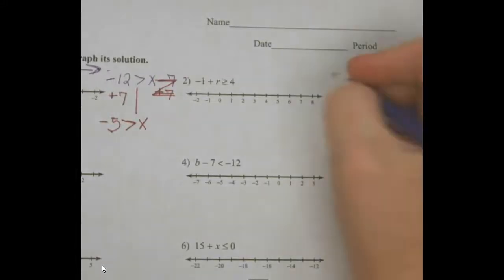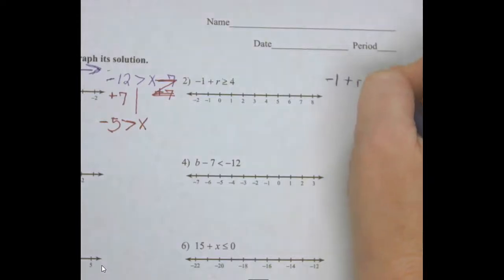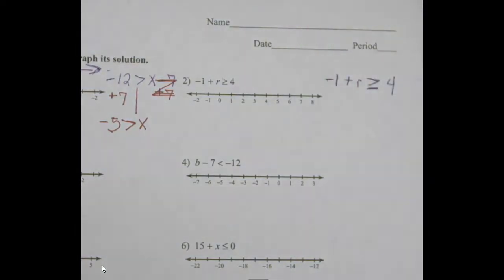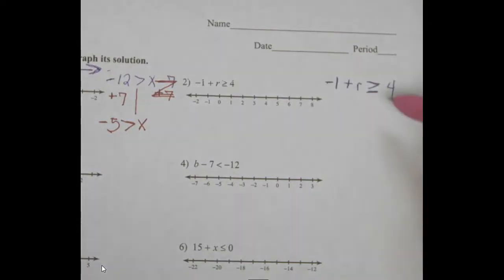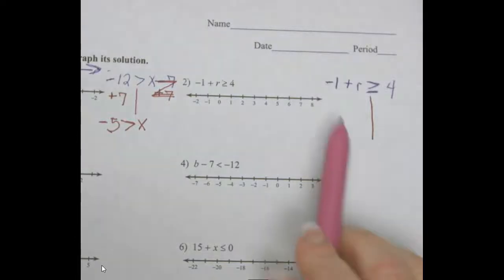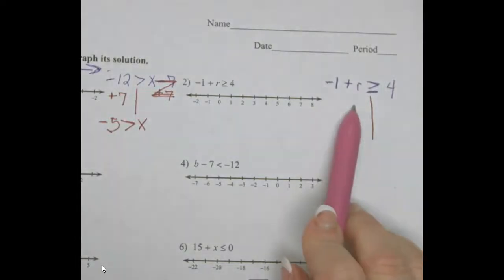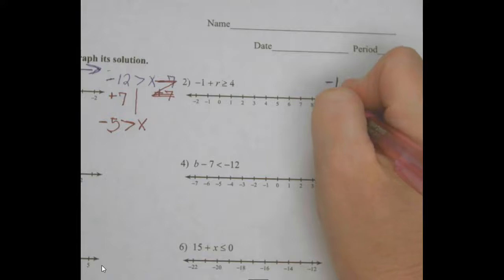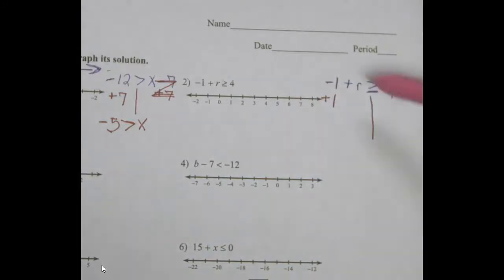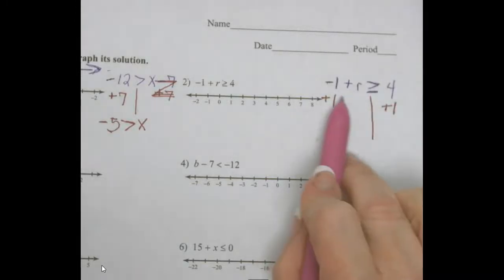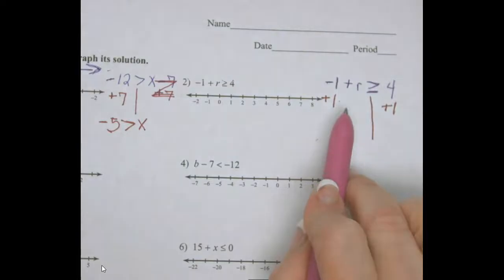So let's try this one. Negative 1 plus r is greater than or equal to 4. So I've rewritten my problem so I would have room. I'm going to draw my river. With my r, I have a negative 1, so I'm going to add a 1. If I add a 1 on this side, I have to add a 1 on this side. Remember, I am trying to get the r by itself. I'm trying to isolate the variable.